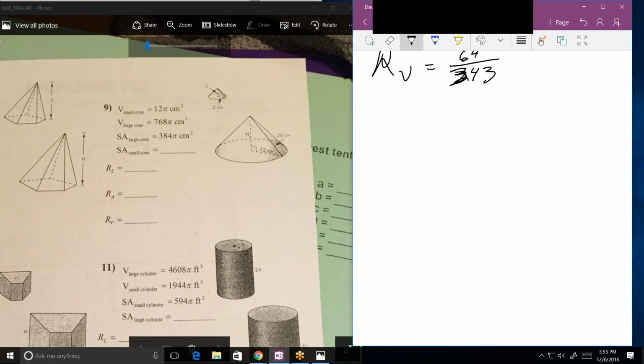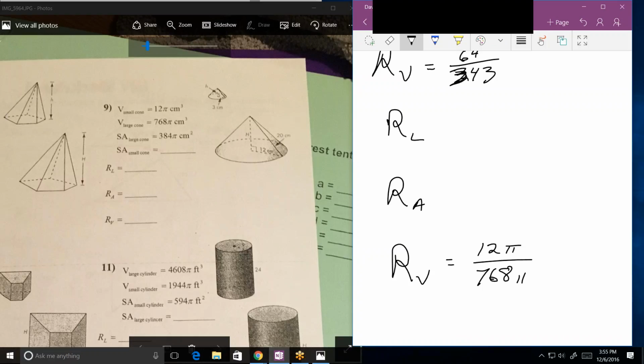What's R sub L? Well, we don't know R sub L, but we've got our three things. What do they give us? R sub V. R sub V, which is what? 12 pi and 768 pi. Right. Could I reduce that? Obviously, those are even numbers, so I could certainly cut them both in half, but I'm not going to worry about it. It's not that big of a deal.